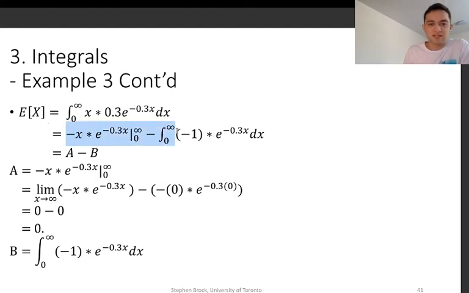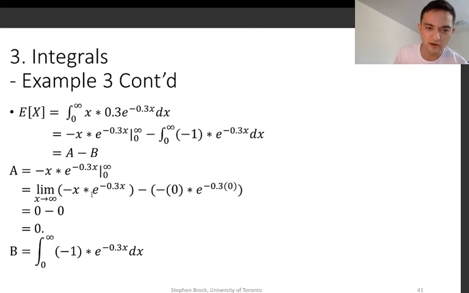Because this is quite a large expression, I broke it up into a and b. a is equal to negative x times e to the negative 0.3x from 0 to infinity. This is where we can use some of the limit knowledge that we reviewed earlier this session. Instead of plugging in infinity, we consider the limit as x approaches infinity of negative x times e to the negative 0.3x. This is negative infinity times 0.